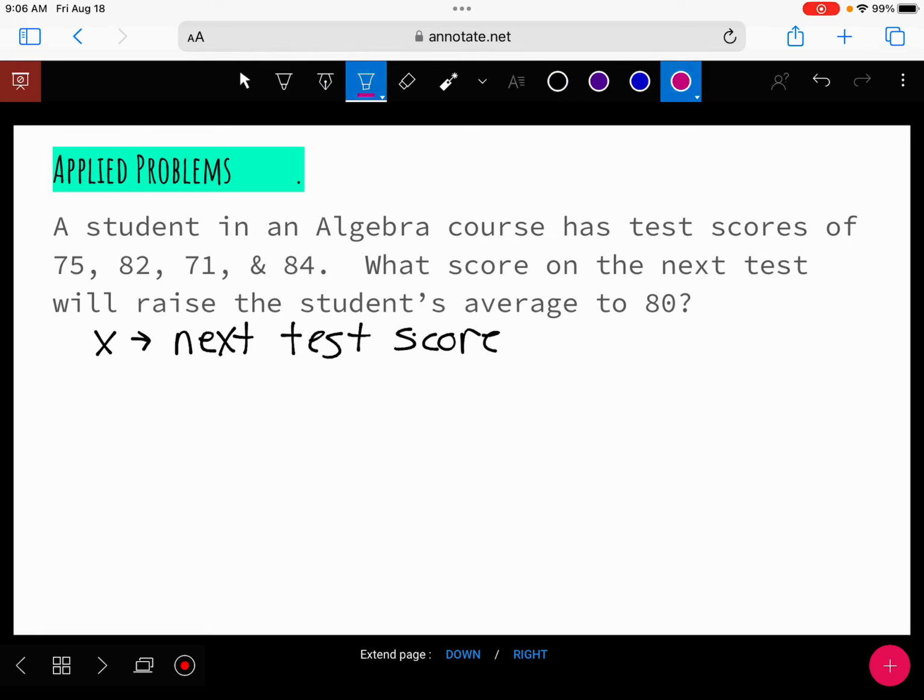The easiest way to find that is to look at your question. What score on the next test? That is literally what they're asking me, so that's usually what your variable is going to be.